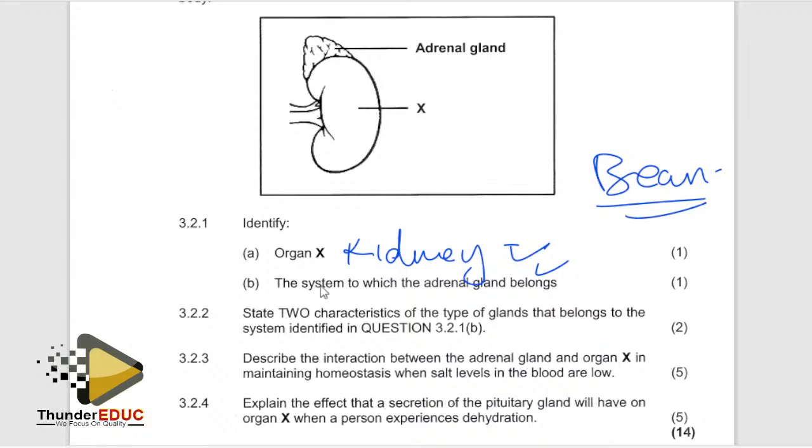Okay. The system to which the adrenal gland belongs. Adrenal glands belong to endocrine glands. Did I say the system? Endocrine system. Yes.